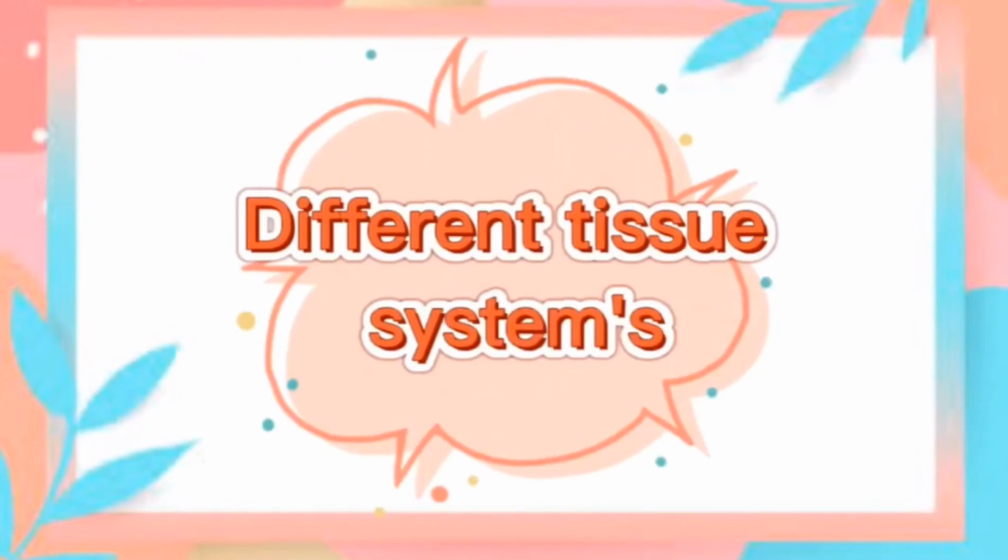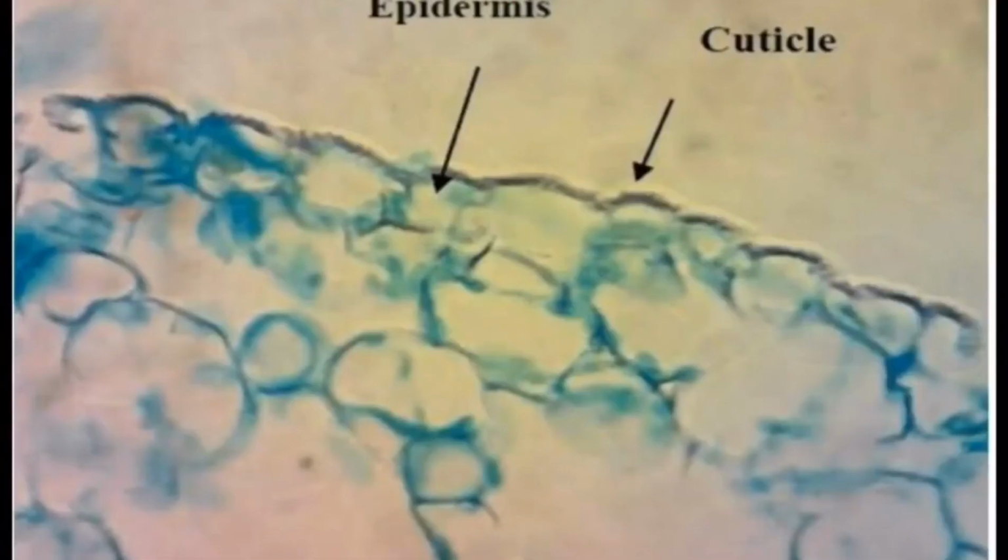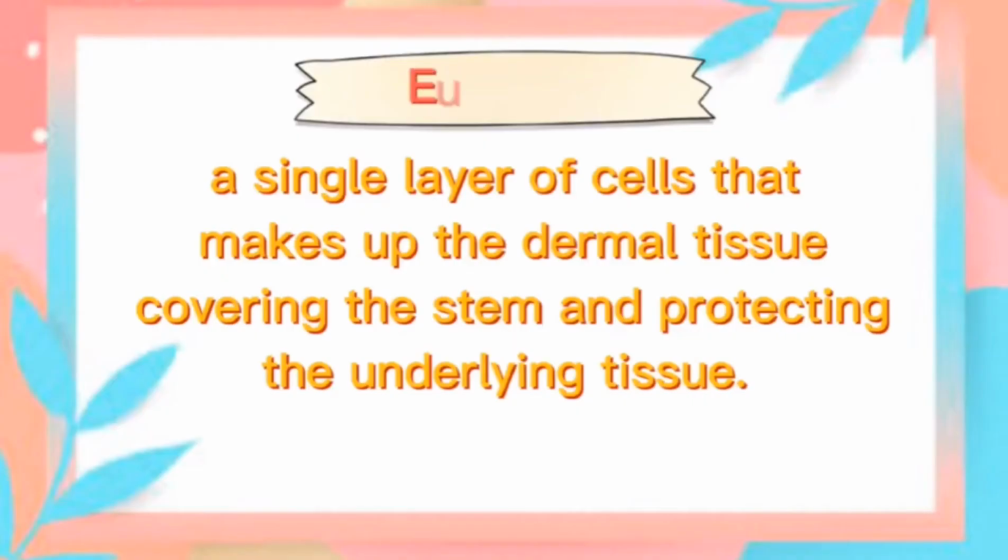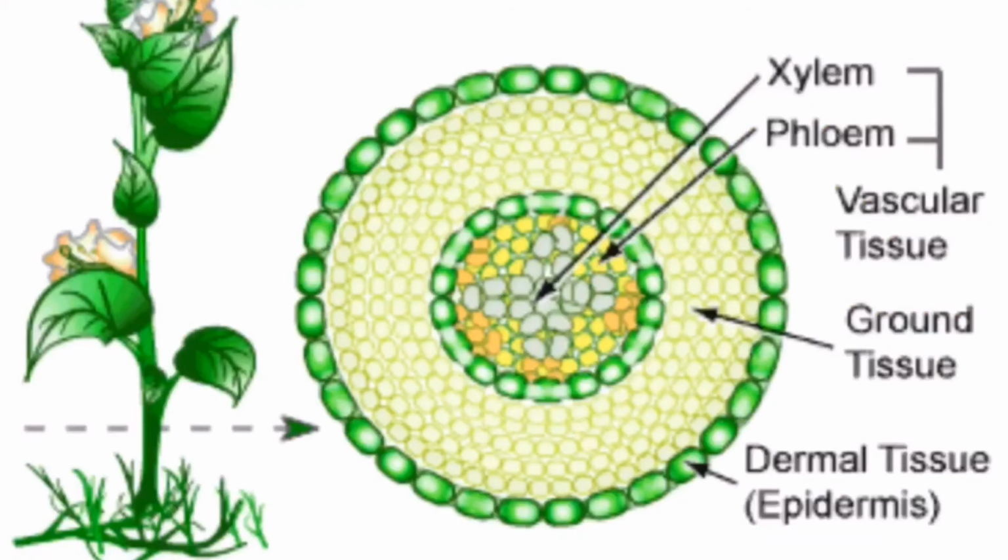Different tissue systems. First, we have the epidermis. The epidermis is a single layer of cells that makes up the dermal tissue, covering the stem and protecting the underlying tissue. This is the internal part of the stem, which consists of the xylem and phloem in the middle, the ground tissue, and the dermal tissue, which is the covering of the stem.